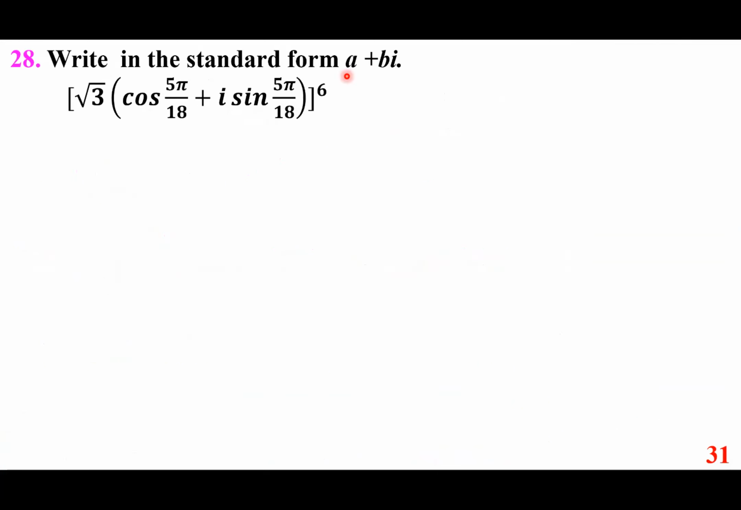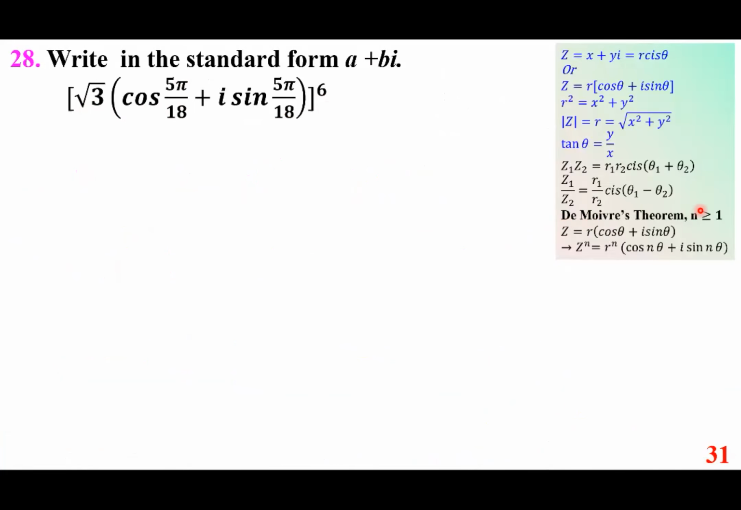We want to write in standard form the square root of 3 cis 5 pi over 18, to the power of 6. So let's apply De Moivre's theorem, when n is greater than or equal to 1. How do you raise a complex number in polar form to a power? Z to the power of n is R to the power of n. Raise the modulus to the power of n and then multiply the argument by n. So if I want z to the power of 6, I raise this to the power of 6, and then I multiply this by the number 6.